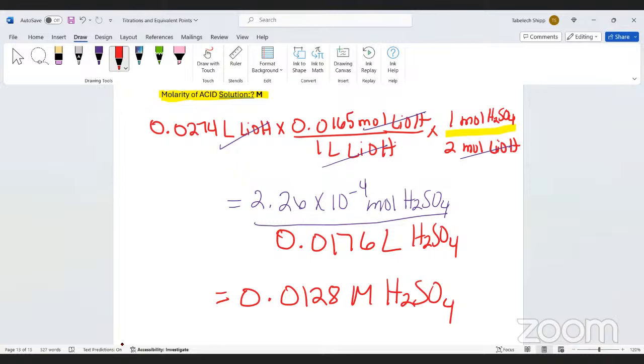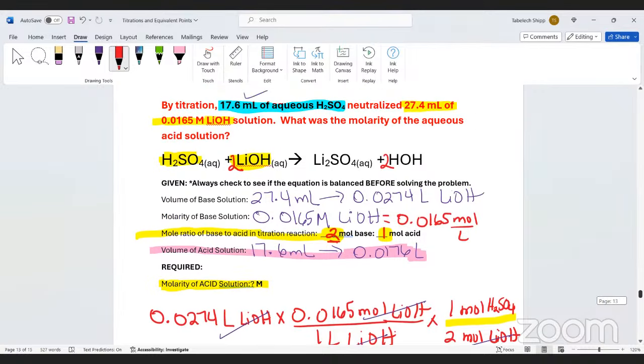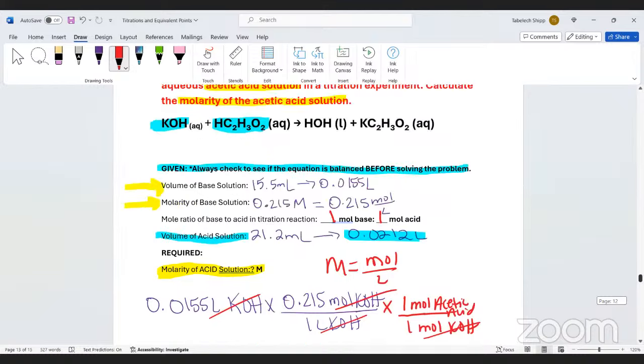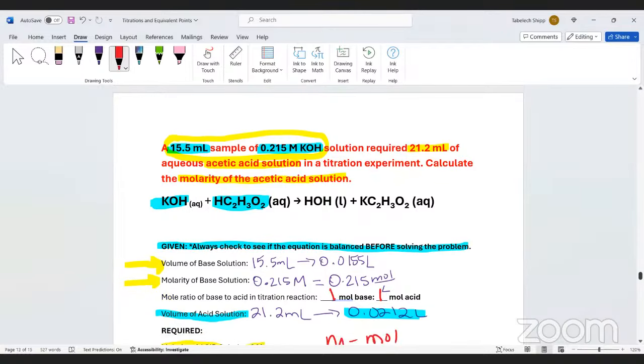All right, guys. Now, I've got one more problem that we'll do before I answer some of y'all's questions. But also, notice how in these first two problems, we were trying to find the molarity of the acid solution. Well, what happens if you're trying to look for the molarity of the base? Do you work the problem the same way? Yes, you do.